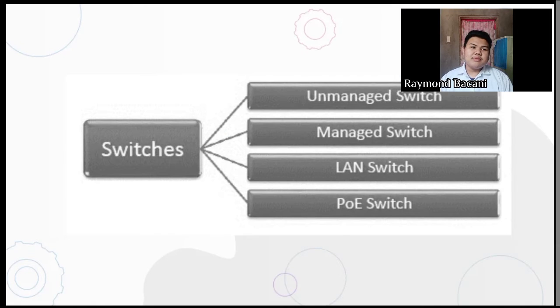There are different types of switches in a network. These are unmanaged switches, managed switches, LAN switches, and PoE switches. So let's discuss first the unmanaged switches. These are the switches that are mostly used in home networks and small businesses, as they plug in and instantly start doing their job, and such switches do not need to be watched or configured.